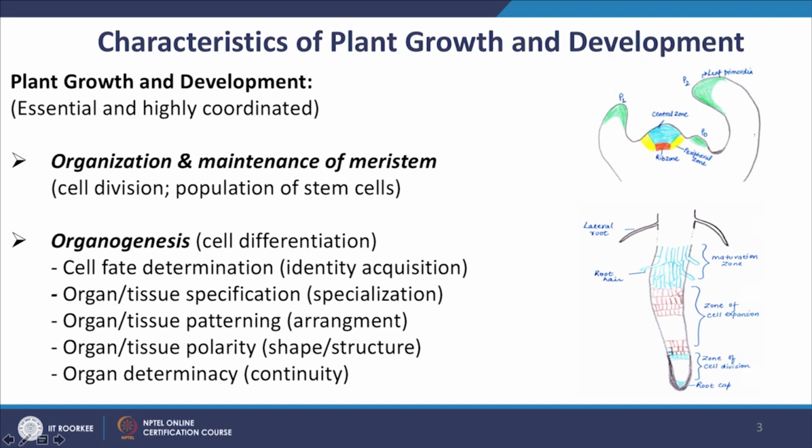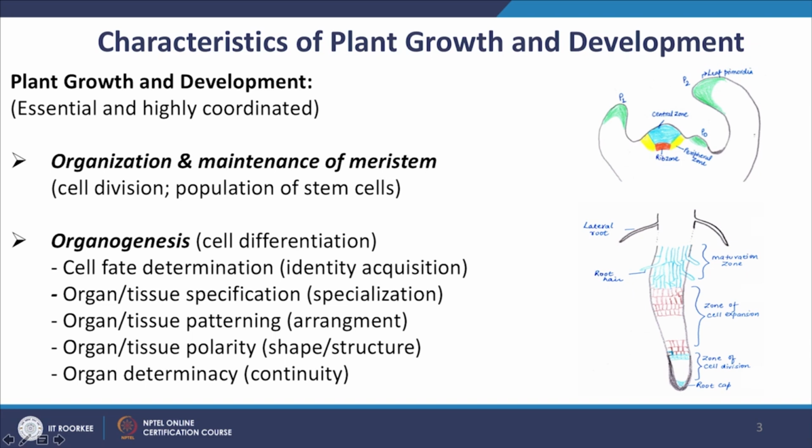Stem cells are the cells which can undergo the process of cell division without entering the process of cell differentiation, which is very important in case of plants. And the second process, which is a result of cell differentiation, is organogenesis. Both the processes have to be maintained simultaneously.